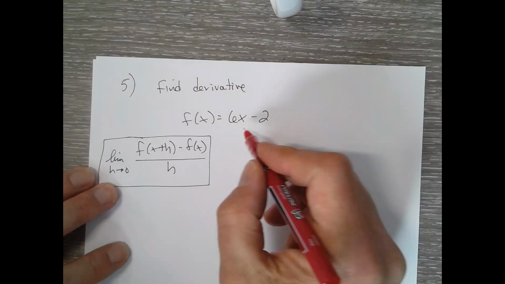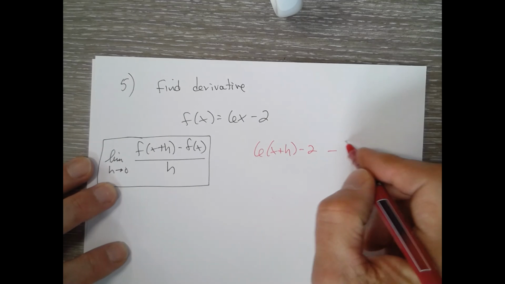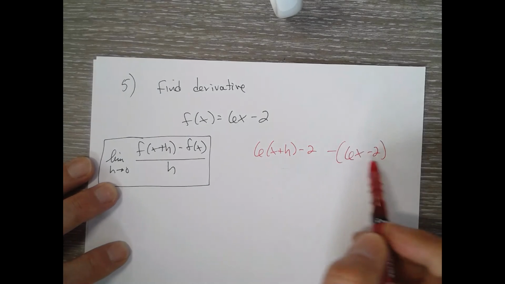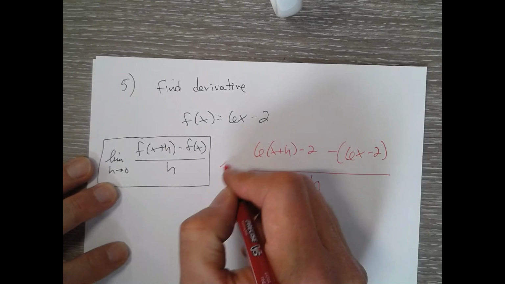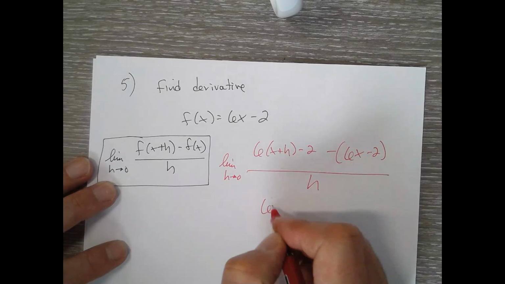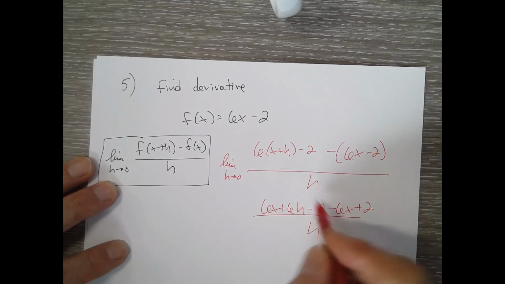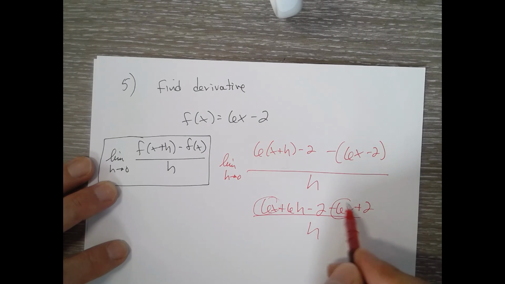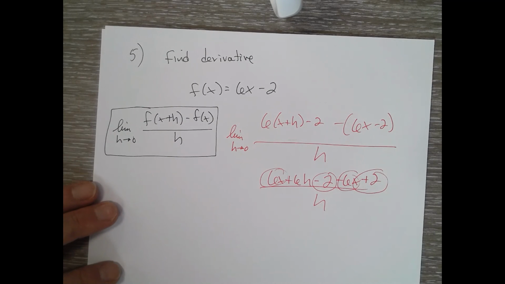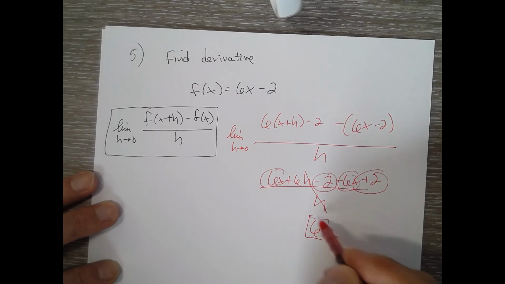We'll verify here. So 6 times x plus h, minus 2, minus that stuff. Remember to put it in parentheses. That's the f of x plus h, and that's the f of x. You subtract them, and then you can just clean it up. So I get 6x plus 6h minus 2 minus 6x plus 2, and I end up with 6h over h, which is 6.